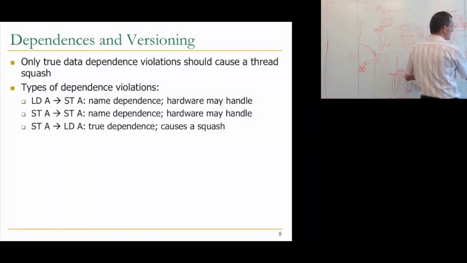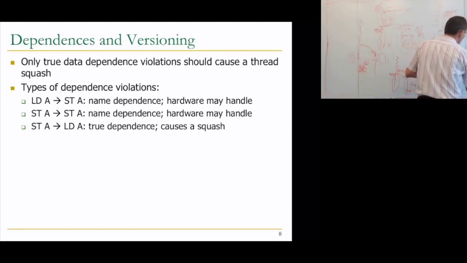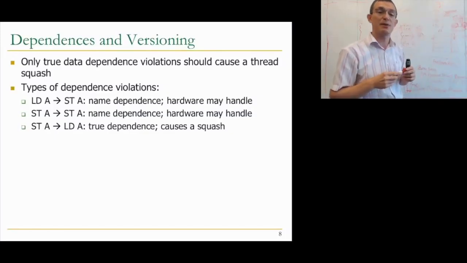You should definitely ensure that this doesn't get the value coming from this store, right? And you should be able to do that by eliminating the name dependencies. And how do you eliminate the name dependencies? Well, you do register renaming, right? In this case, these are not registers, so you can do memory renaming. Okay, and we'll see one structure that does memory renaming.